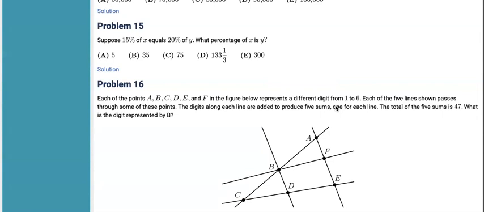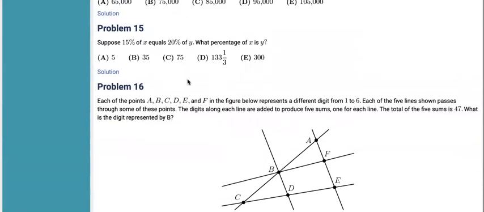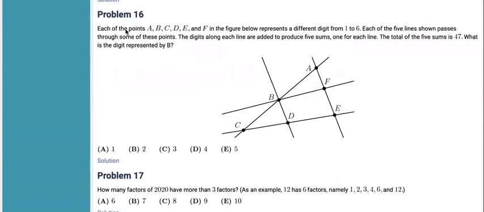Yep, not too hard. What percentage of 100 is 75? 75 is 75% of 100. Okay, yeah, just make sure it makes sense. C. Problem 16, each of them is a different digit from 1 to 6.